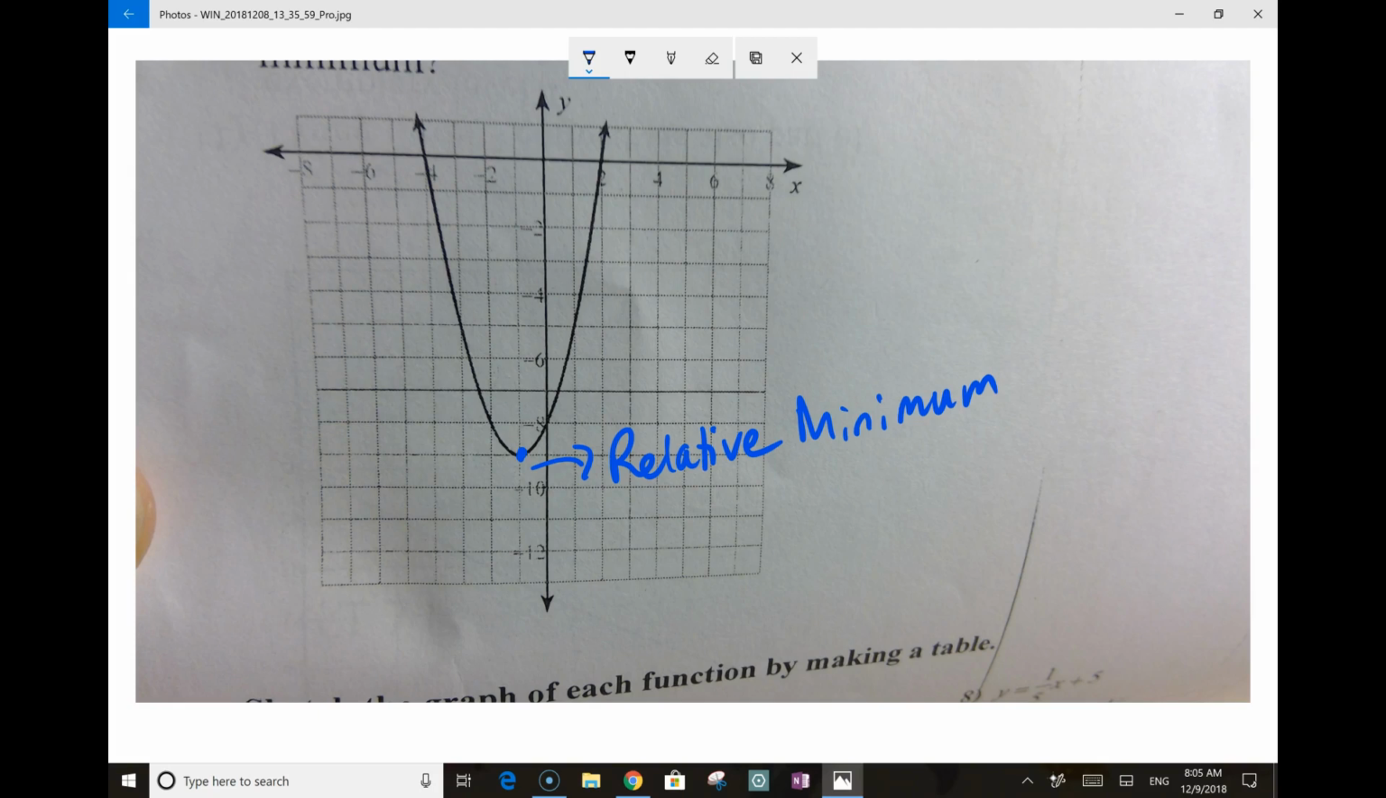The relative minimum is specifically at (-1, -9). Okay, you have to indicate that as an ordered pair because it's a specific point. It's a switch point in the direction of the graph. So ordered pairs for those.